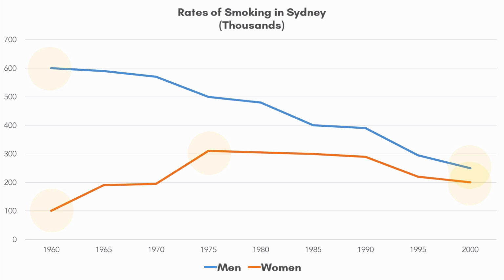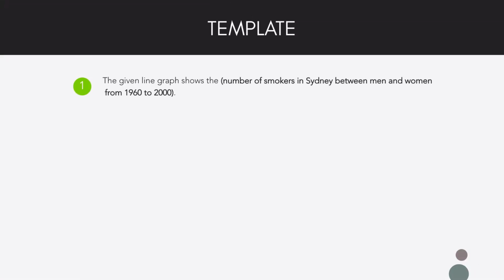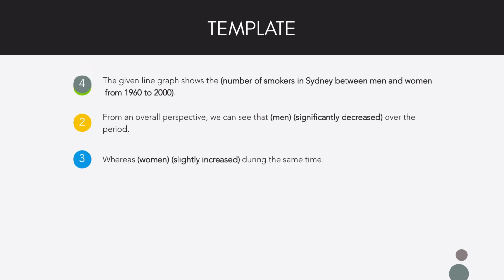For men, I picked out the significant decrease. For women, I picked out a slight increase. Since there are only 2 lines, I need one more thing to talk about. I picked out the highest point for women. Replace the points in bold with the information you picked out from the multi-line graph.